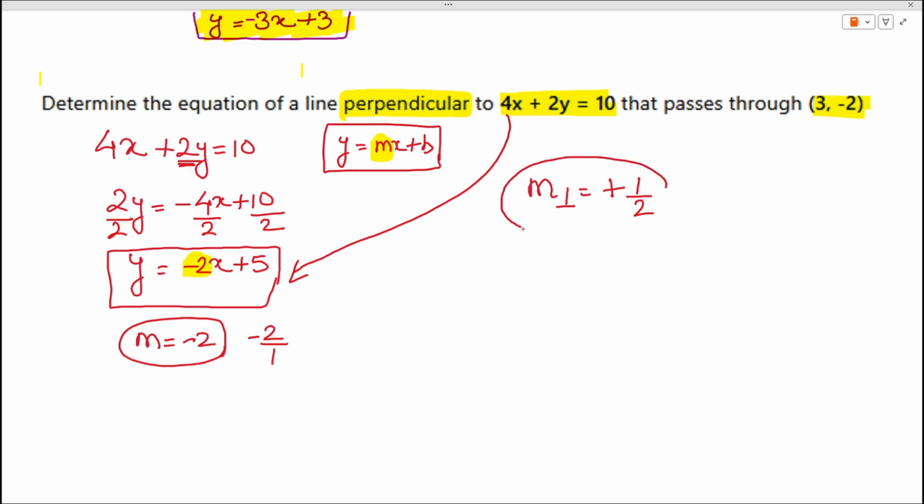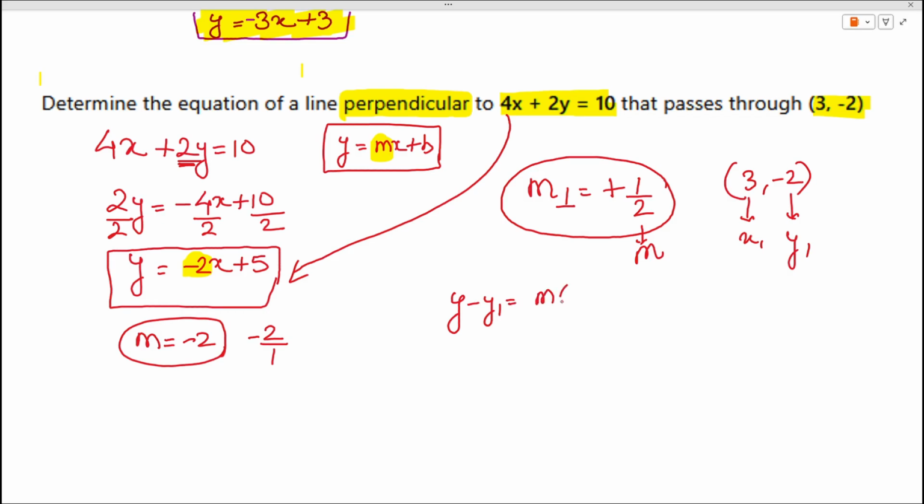So we know that the slope of our required line is 1 over 2, and on top of that it passes through the point 3, negative 2. So this is our m value and this is our x1 and this is our y1. We can use again the point slope form and figure out the equation. So point slope form is y minus y1 is equal to m times x minus x1.